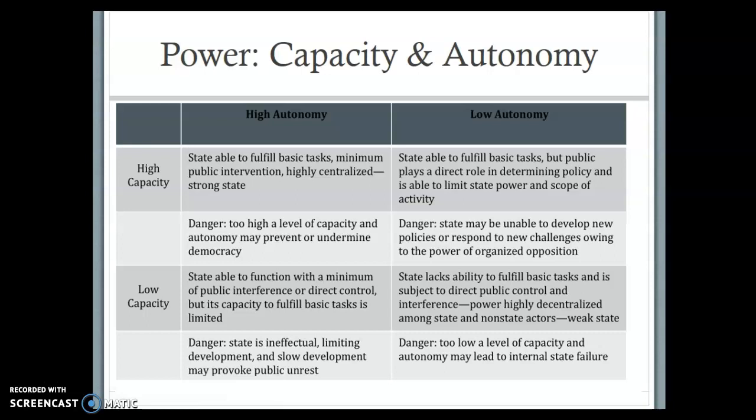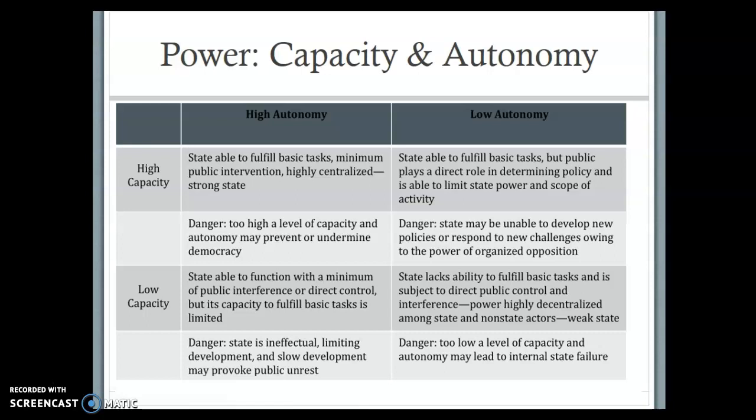So we have a chart here. Obviously, on the left side, we have high capacity and low capacity, and then up across the top, high autonomy and low autonomy. Because states can pretty much fall within any of these four groupings. They can either be high capacity and high autonomy, high capacity and low autonomy, low capacity and high autonomy, and then low capacity, low autonomy. You can pretty much have a functional state, at least to an extent, with any of these except for the low capacity, low autonomy.